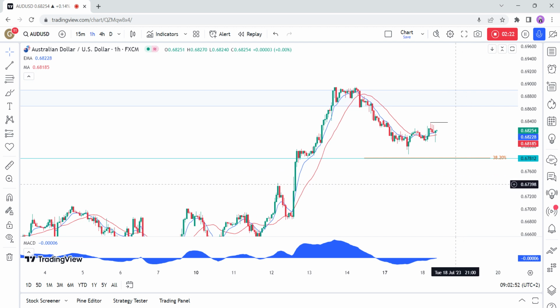Today, the main event will be the US retail sales report. We are likely to see some US dollar selling in case the data beats expectations as the market is increasingly confident that we will get a soft landing.